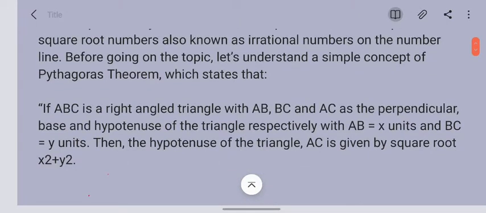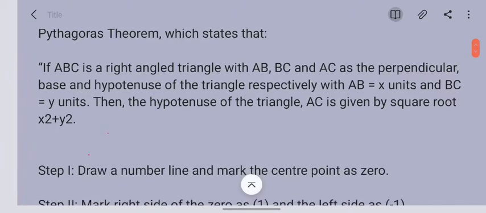that if ABC is a right angle triangle with AB, BC and AC as the perpendicular, base and hypotenuse respectively, with AB equals to x units, BC equals to y units, then the hypotenuse of the triangle AC is given by a square root of x square plus y square.